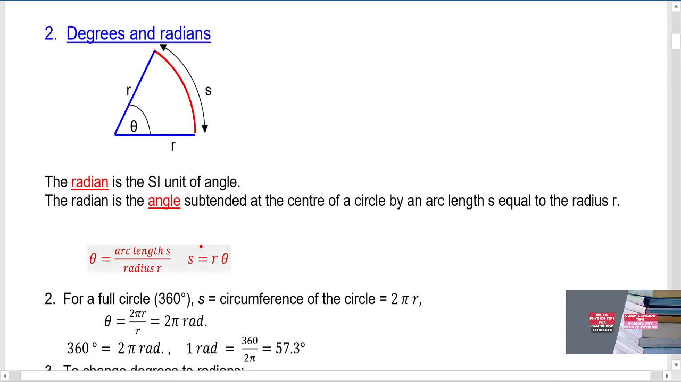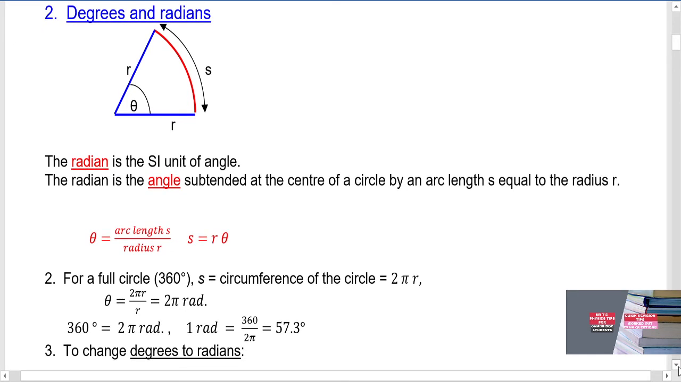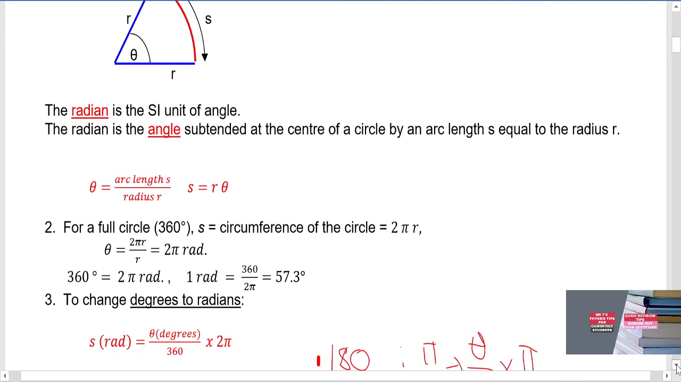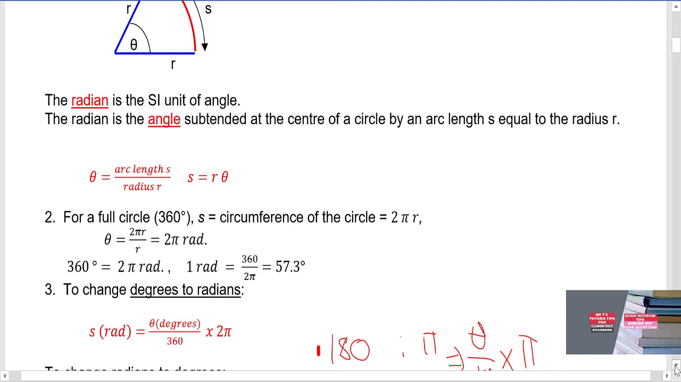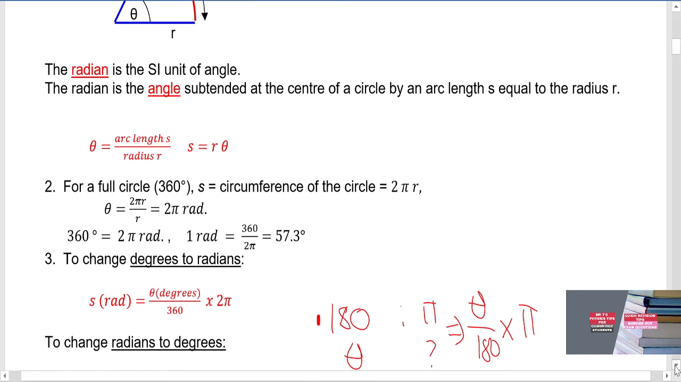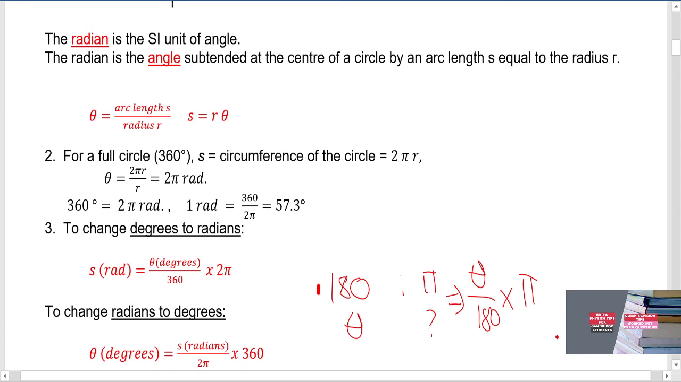The definition that you need to remember is that of the radian: the angle subtended at the center of a circle by an arc whose length is equal to the radius. Now, 1 radian is equal to 360 degrees over 2 pi, which gives you 57.3 degrees. We can also use pi radians, because 2 pi is 360, so pi will be 180 degrees. So suppose you want to convert theta degrees to radians. Since 180 is pi, theta degrees will be theta over 180 times pi, which is simple proportion. You have a choice either to use 2 pi radians with 360, or to use pi and 180.